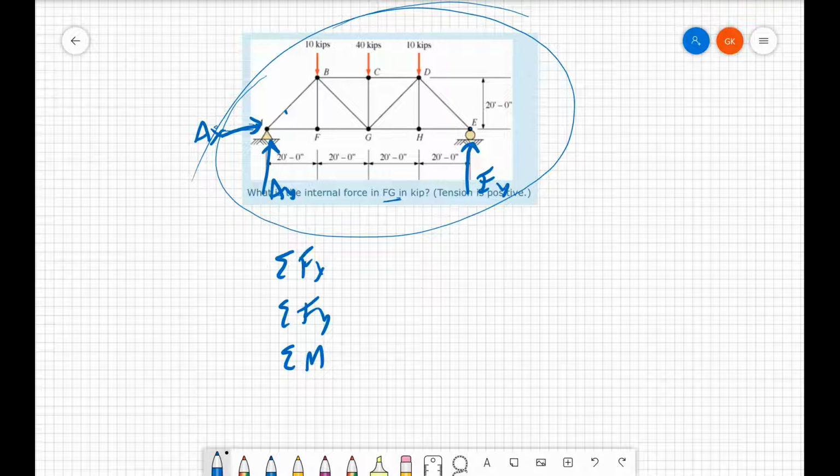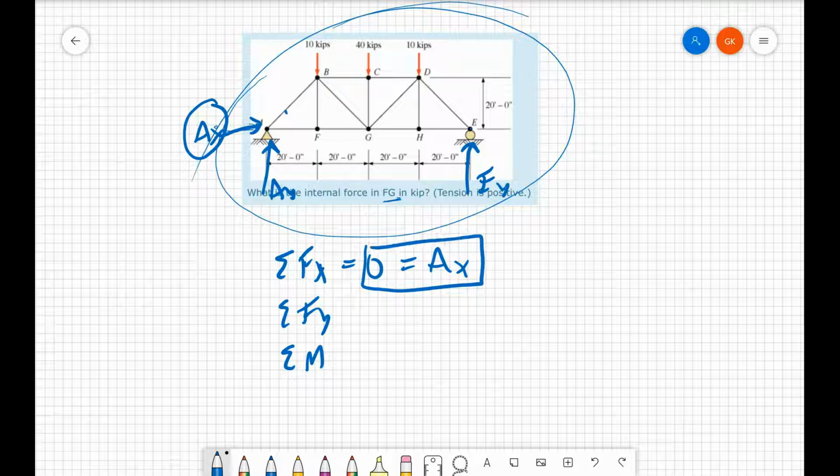So let's start with the sum of the forces in the X. We know this is equal to 0. And if I look, I only have one force in the X direction. So AX, and therefore AX is equal to 0. That means I can go ahead and get rid of that entirely. Okay, so AX is gone.